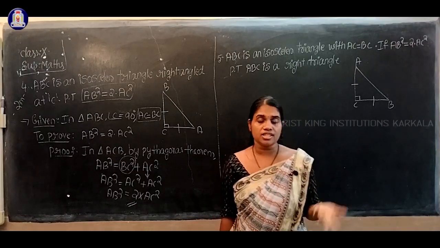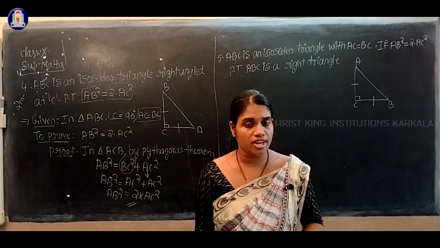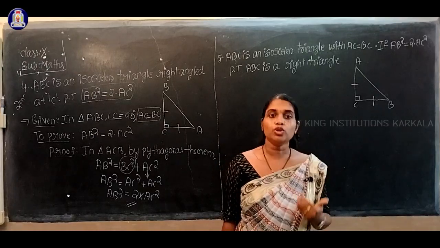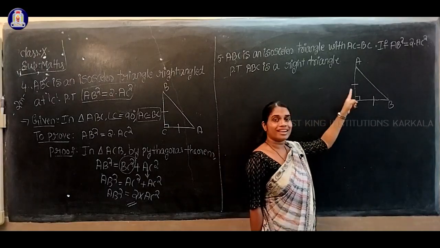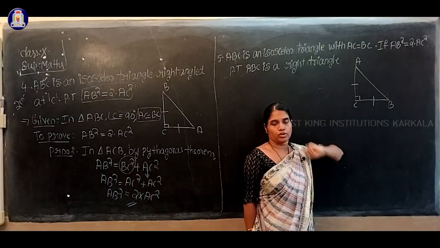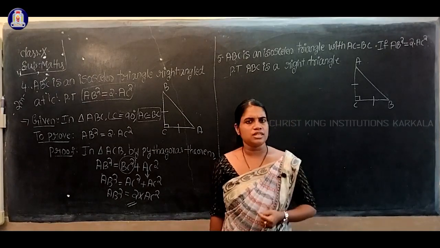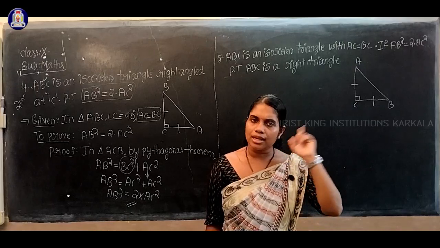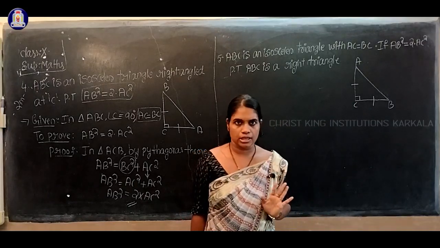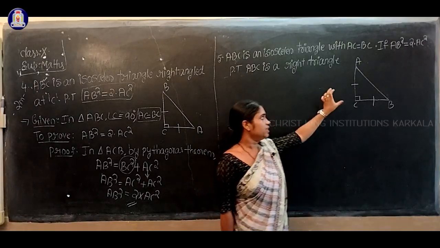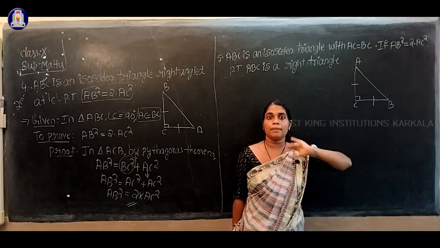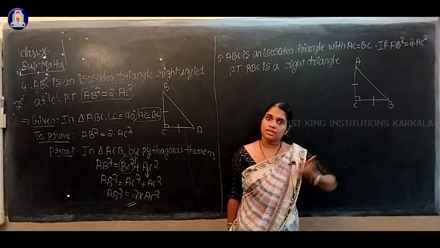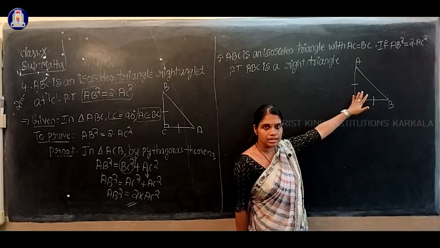I don't know whether it is a right angle triangle or an isosceles triangle, but I have to prove this is a right angled triangle. So how to prove this is a right angle triangle? Right angled triangle means suddenly we'll remember Pythagoras theorem, isn't it? If a given triangle satisfies Pythagoras theorem, then can I say this is a right angled triangle?